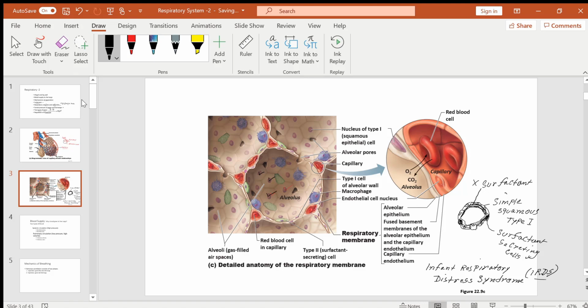Okay, so that surfactant secreting cell is very important, right? And these cells are also called type 2 cells. So type 1 cells are simple squamous and type 2 cells are surfactant secreting cells. And macrophages, phagocytic cells.